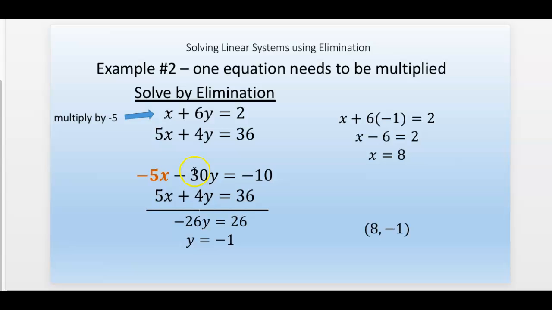Now we can add up the two equations. Just write the second equation, same thing, right underneath there. When you add them up, the x's disappear. They're eliminated.